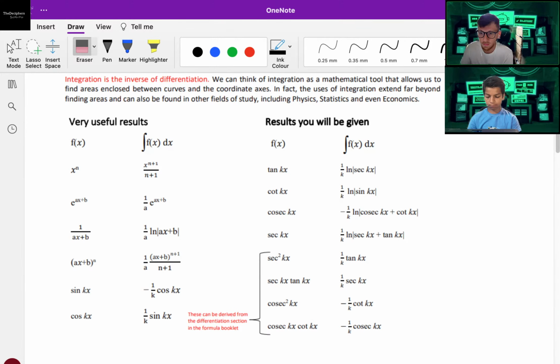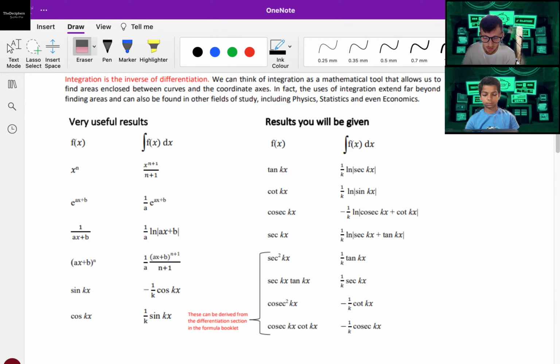But also some useful results in the formula booklet are in the differentiation section. So for example, you are given the derivatives of tan, sec, cot and cosec in the differentiation part of the formula book. So we can use those in reverse to get the integrals of their derivatives. For example, we know that tan x differentiates to sec squared x. So if we wanted to integrate sec squared kx, we can use that result in reverse, and that integrates to 1 over k tan kx.